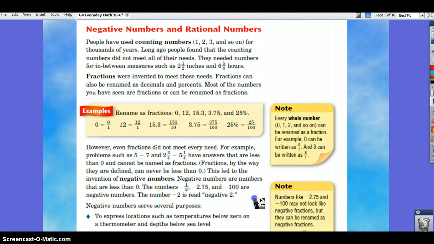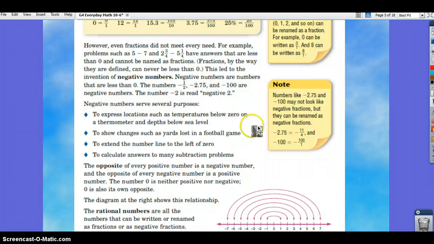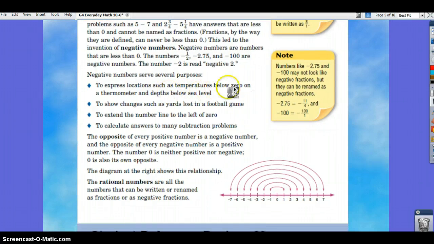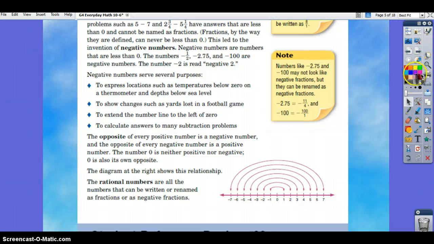Negative numbers serve several purposes. To express locations, such as temperatures below 0 on a thermometer and depths below sea level. They show changes, such as yard losses in a football game. They extend the number line to the left of the 0. They calculate answers to many subtraction problems. The opposite of every positive number is a negative number, and the opposite of every negative number is a positive number.